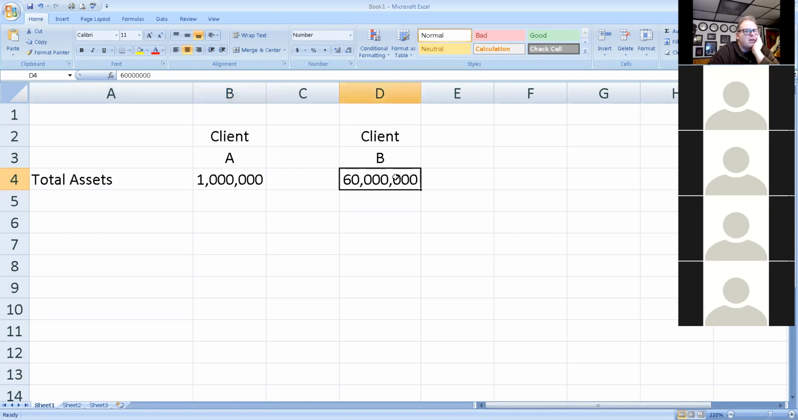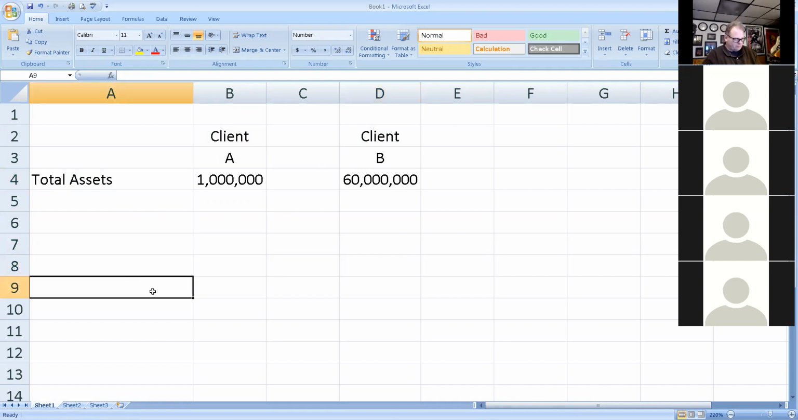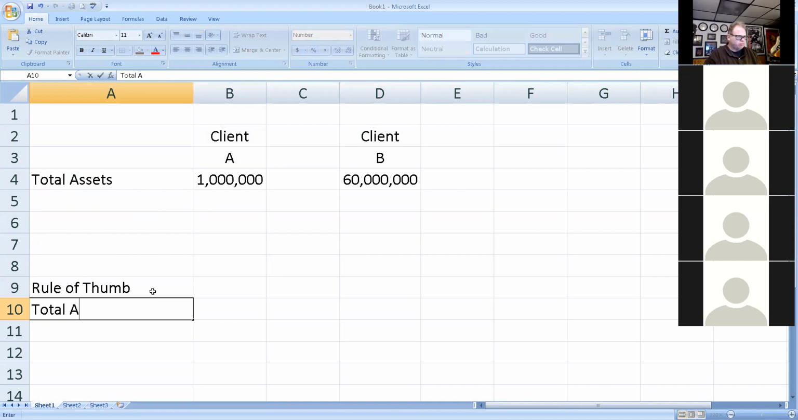The idea is, how much of this would have to be misstated to make a difference to a reasonable person? So you may have a rule of thumb, and let's say the rule of thumb is to take total assets times 1%.